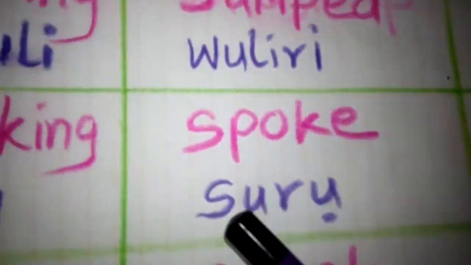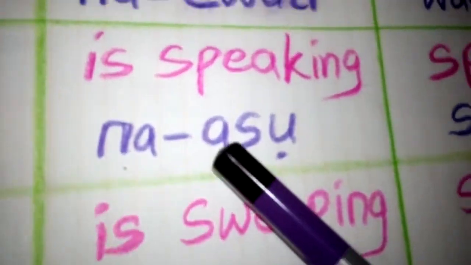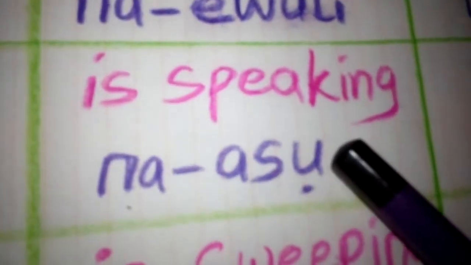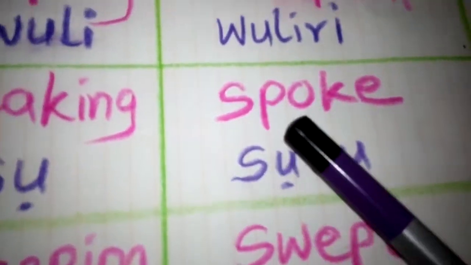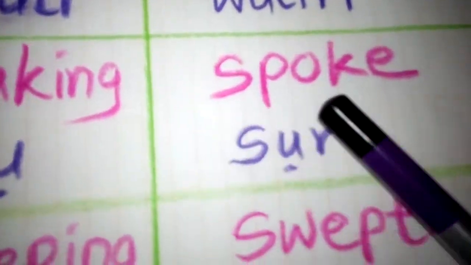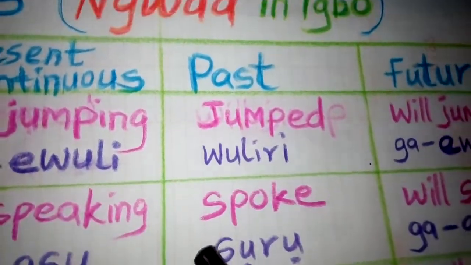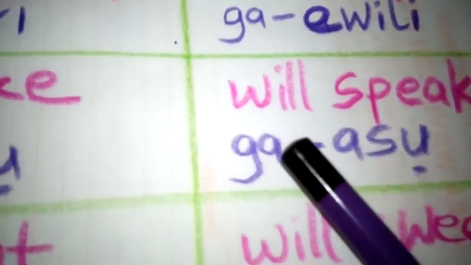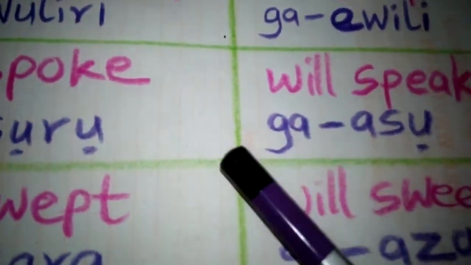He spoke, that's past. This is present continuous. He's speaking, he's doing it right away, he's talking. So past is spoke, sorrow. David sorrow. He spoke. Future: David will speak. David ga aso.